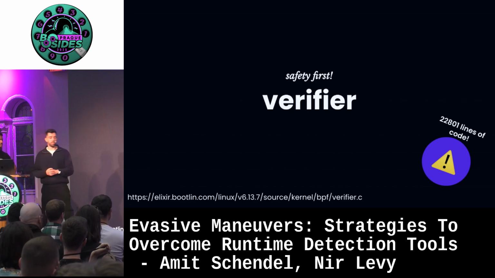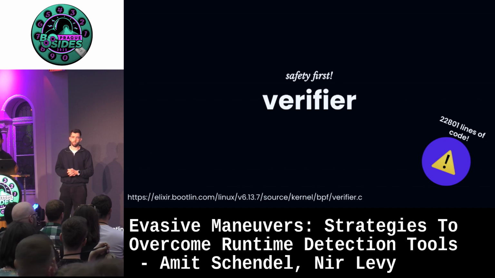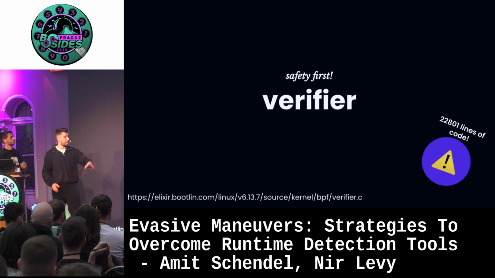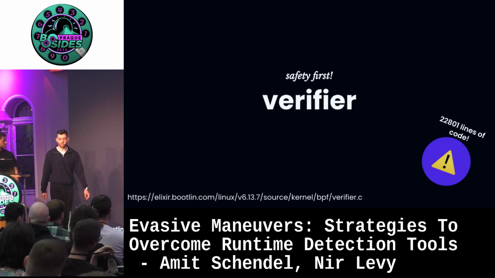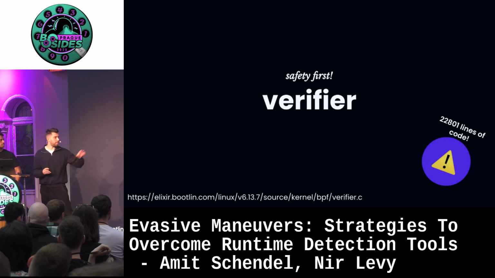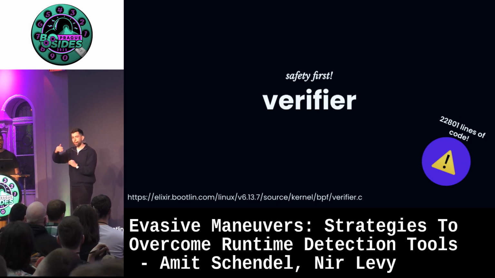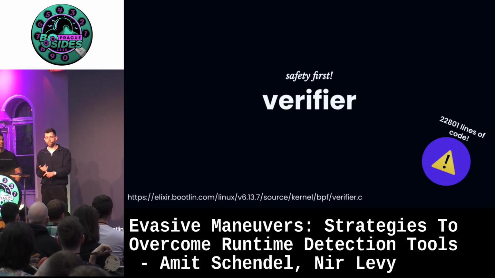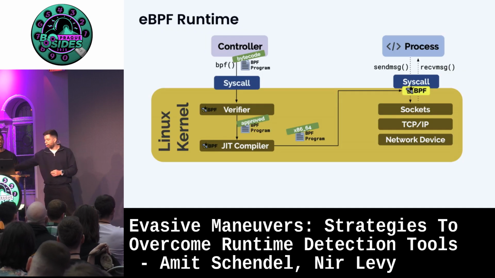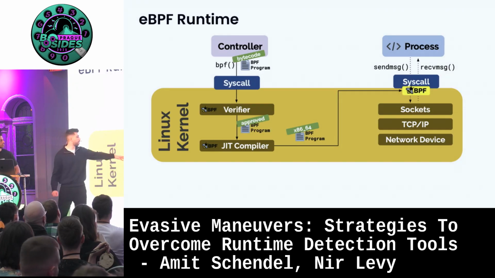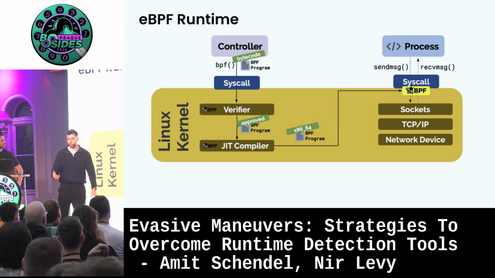eBPF uses a component called the verifier. The verifier is a piece of code in the kernel, actually a very complex and long piece of code. You can see it in the kernel source code. What it does is verify the bytecode of the eBPF program before it loads it into the kernel. It checks a lot of things. It checks that all the lines of code are actually reachable, that you don't have infinite loops, that you do not have null dereference, and so on. And this allows you to load eBPF code in a safe way without the risk of crashing the kernel.